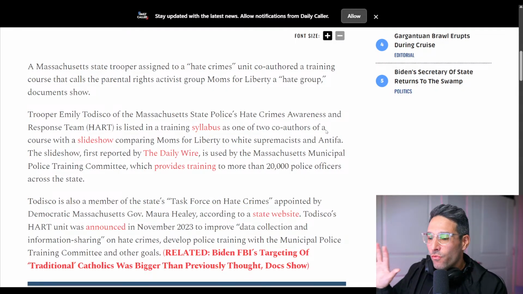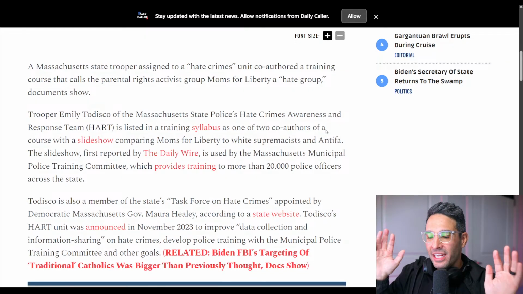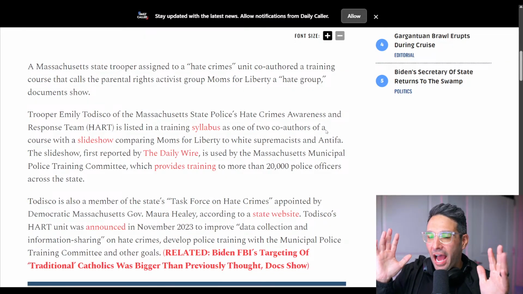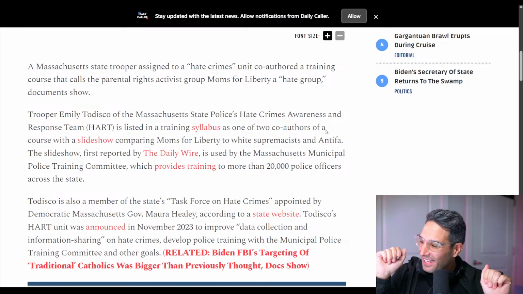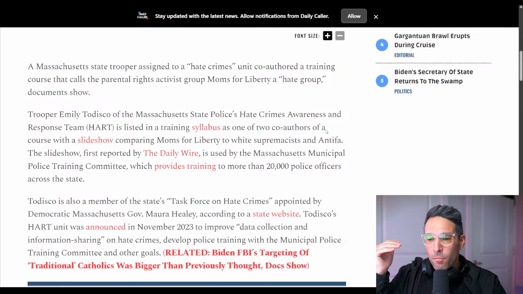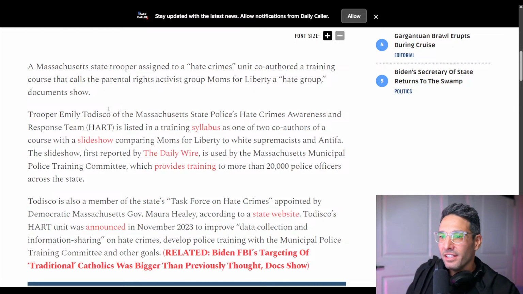Like, this is so far-fetched. It's just so unbelievable. This is how I feel. The more far-fetched an idea is, the more likely Massachusetts is going to implement said idea. Okay? Let's see who this is. Emily Tedisco.